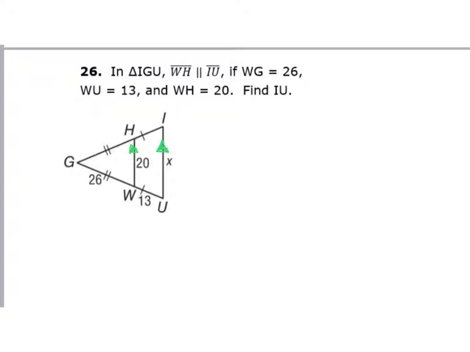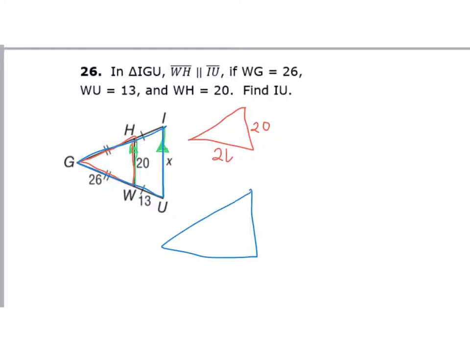Because the numbers they've given me are on the parallel sides, that means I have to split my triangles apart into 2 separate triangles. So I have the red triangle, which has a 26 here and a 20 here. And then I have the blue triangle, which has an X here, and then this whole side is my 26 and my 13 together, which is 39.